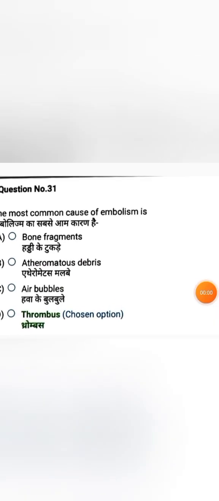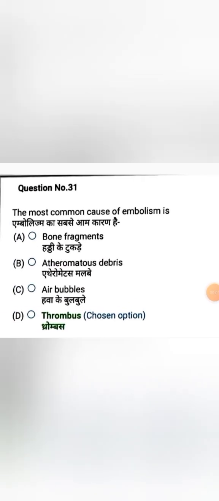And the next question, the most common cause of embolism is. Options. Option A, bone fragments. Option B, erythematous debris. Option C, air bubbles. Option D, thrombus. The main cause of embolism is the formation of thrombus. Option D is the correct answer.